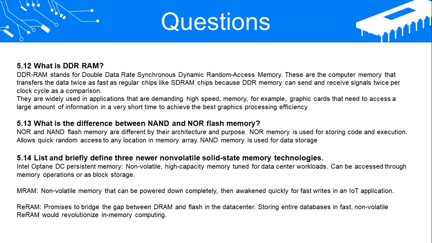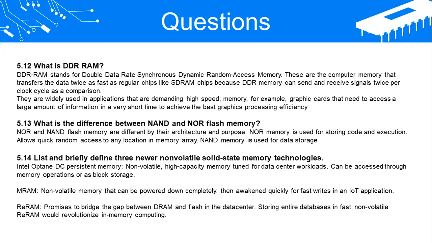The next is, what is the difference between NAND and NOR flash memory? NOR and NAND flash memory differ in their architecture and purpose. NOR memory is used for storing code and execution, allowing quick random access to any location in the memory array. So NAND memory is used for data storage.